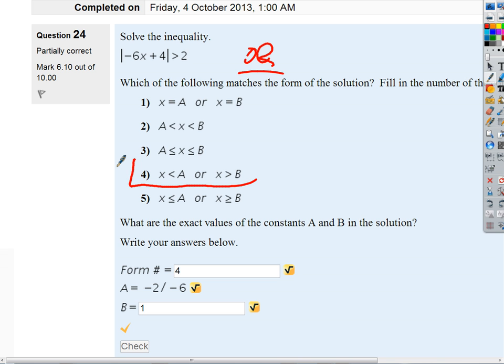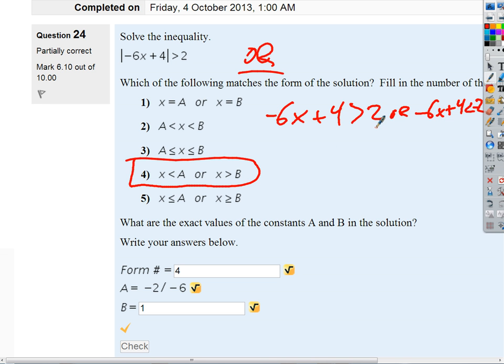So let's make the trade. Now remember how the trade works. Whatever's inside the absolute value bars is going to be written twice with an or statement. Either negative 6x plus 4, because that's what's inside, is going to be really big and positive, so it's either going to be greater than 2, or negative 6x plus 4 is less than negative 2, right? So it's going to be very bigger than the positive or less than the negative, and I literally just solve them both.